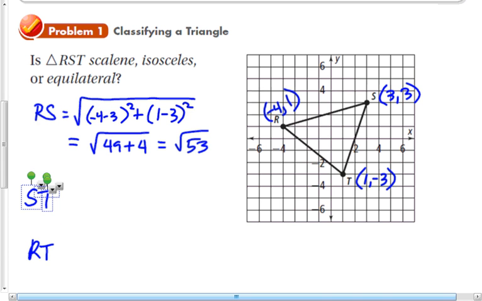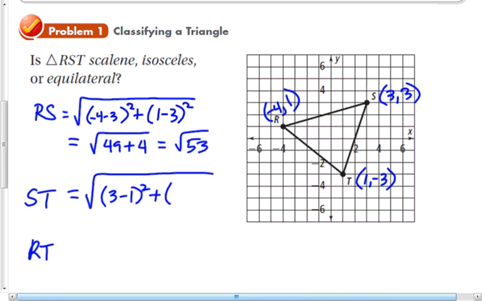Okay, now we need to find ST. ST, that is the points 3, 3, and 1, -3, so we're going to do the x coordinates 3 minus 1 squared, plus the difference in the y coordinates 3 minus -3 squared, and that's equal to 4 plus 36, which is the square root of 40. So those two sides are not the same.